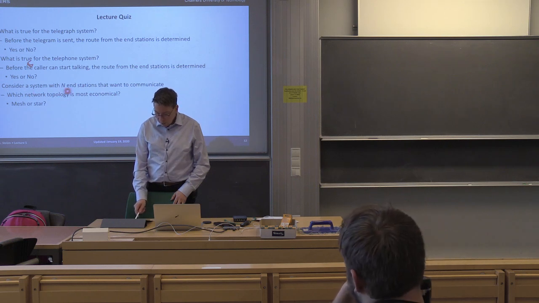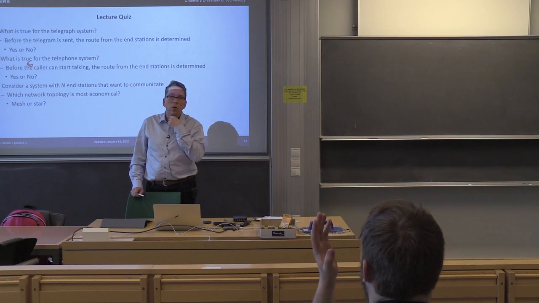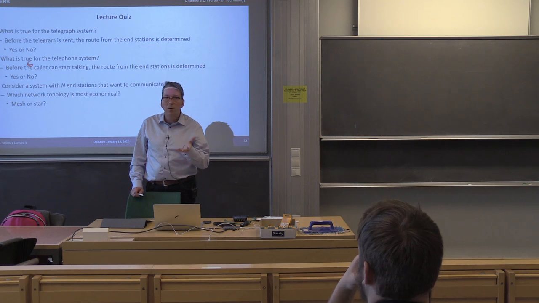Now, consider a system where we have N stations, hosts, that would like to communicate. Which network topology is the most economical, mesh or star? How many for mesh? How many for star? Star is right here. Okay, fewest number of lines.